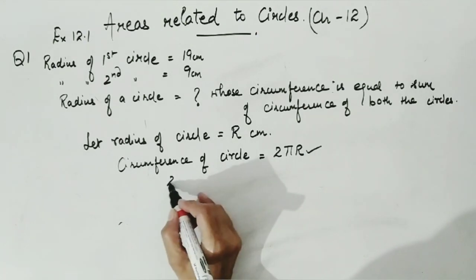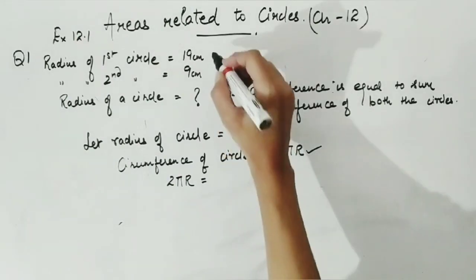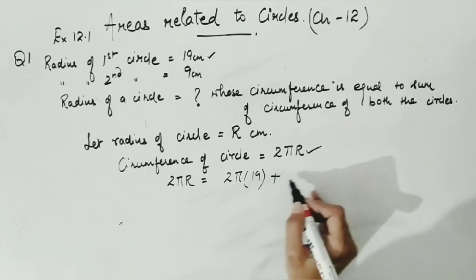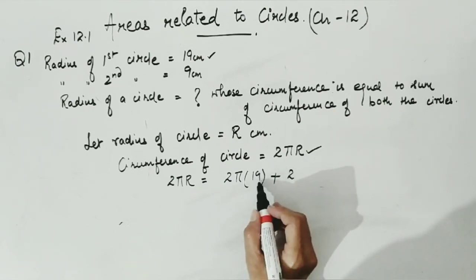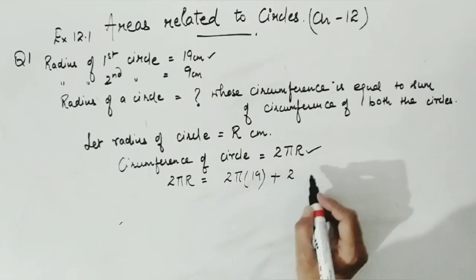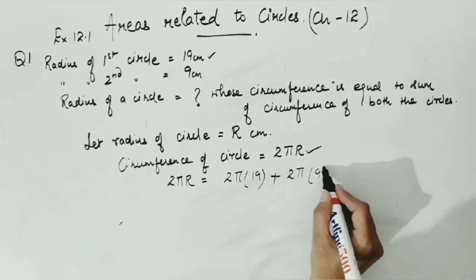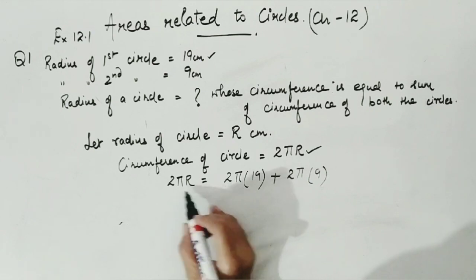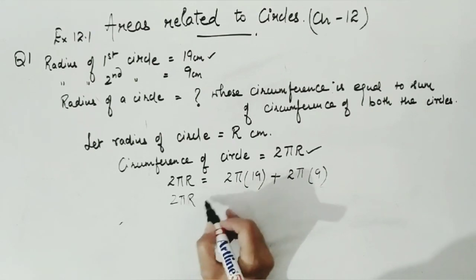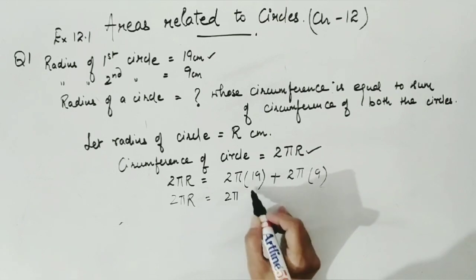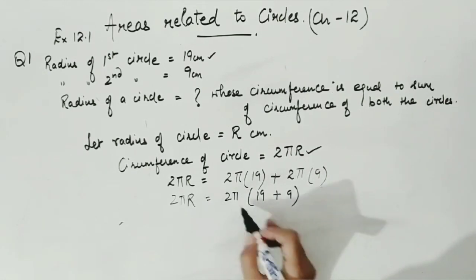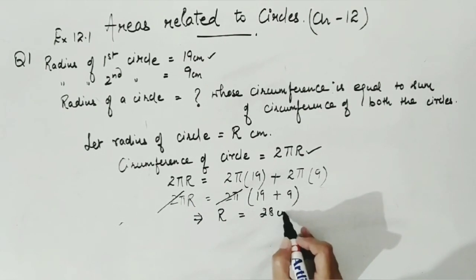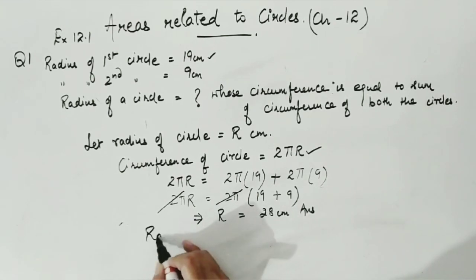Now this 2 times pi r is actually equal to 2 times pi r added to this r is 19, the radius of the first circle, this is the circumference of the first circle, 2 pi into 9, this is the circumference of the second circle. So we are just doing it in an easiest way. 2 pi would come common, 19 plus 9 remains, cancel 2 pi from both ends. So what is the value of r? It's 28 centimeters.